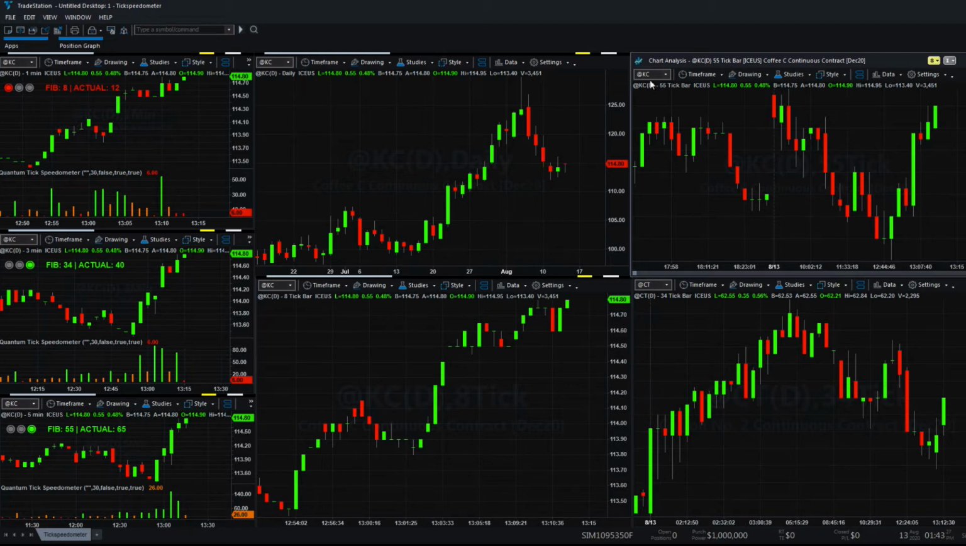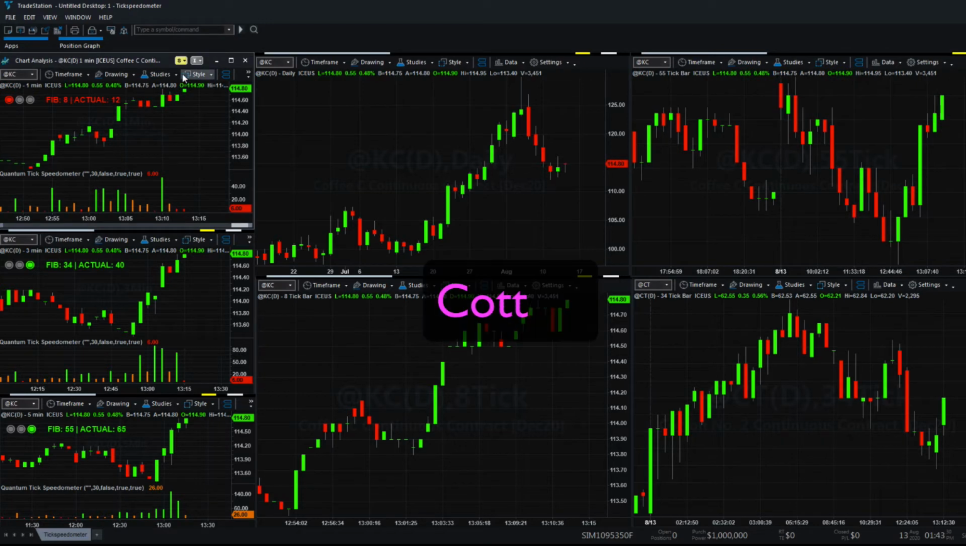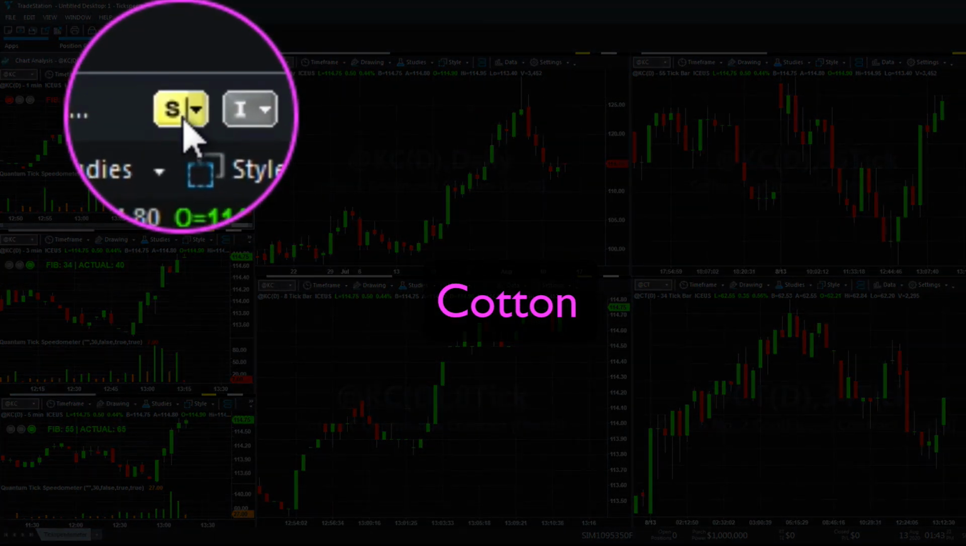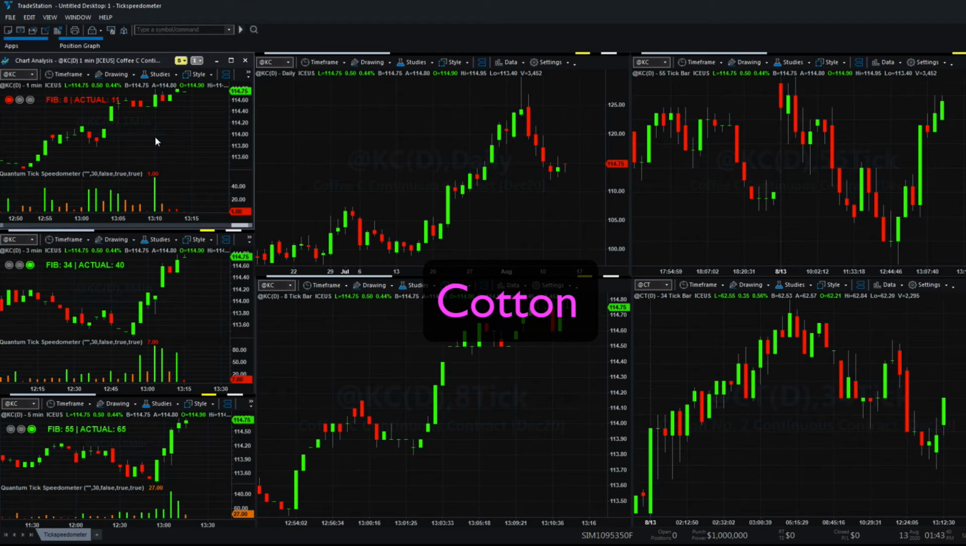So that's coffee. Let's have a quick look at cotton. I've got all these symbol links here. This little icon here, the S, that means they're symbol linked in yellow. So all these are symbol linked, so it's very quick and easy to change any of these.